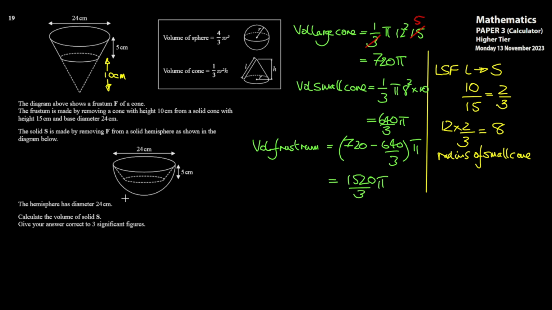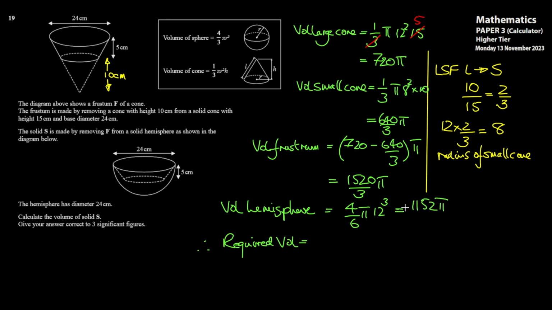Now we need to do the volume of a hemisphere, radius 12. The volume of a sphere is 4/3 pi r cubed, so we need half of this. So this is 4 over 6 pi. Now r is 12, so this will be 12 cubed. And simplifying that as we've done the others, this is 1152 pi.